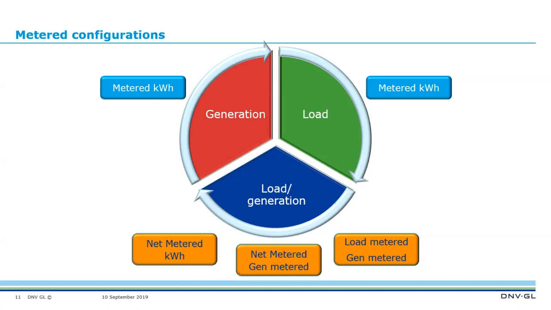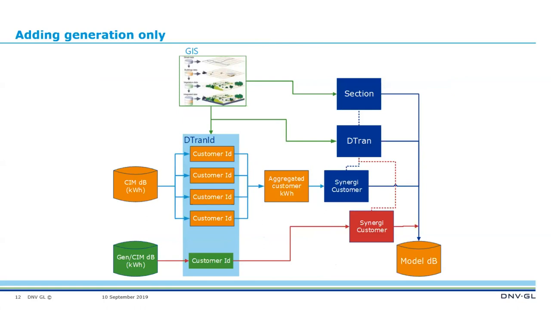So if you have load output data, then that is fairly straightforward: you're populating the load data into your section loads and customers. You can then incorporate the customer generation load as well, and you can do that as an individual instance or an aggregated value. So if you have three or four solar PV units on the same transformer, you can aggregate that up into an aggregated customer generator.